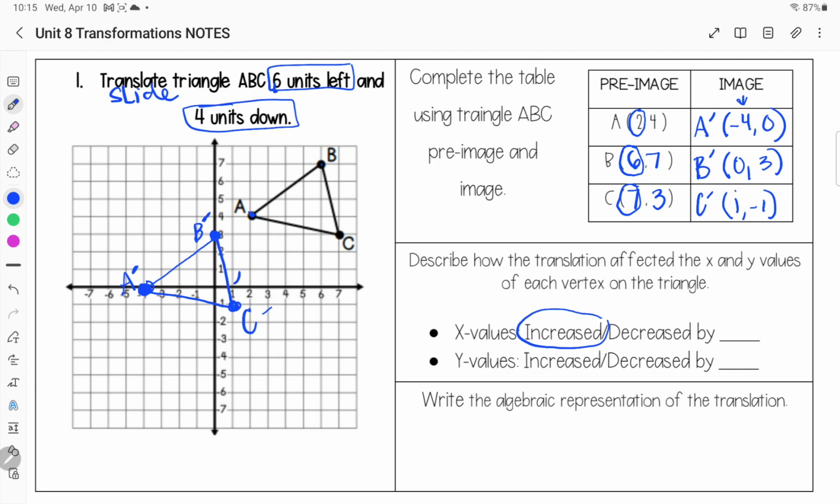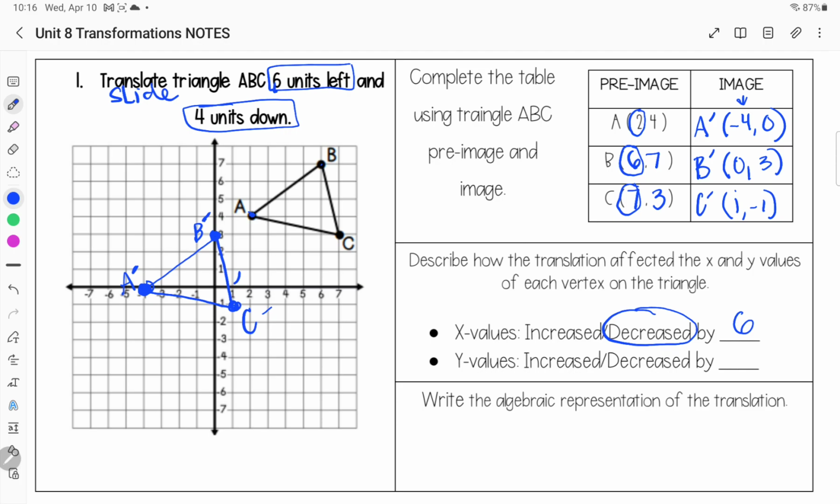Hopefully you said that it decreased, because we started at 2 and ended at a negative number. We started at 6 and ended at 0. We started at 7 and ended at 1. How much did it decrease by then? Hopefully you said it decreased by 6, because we went 6 units left.